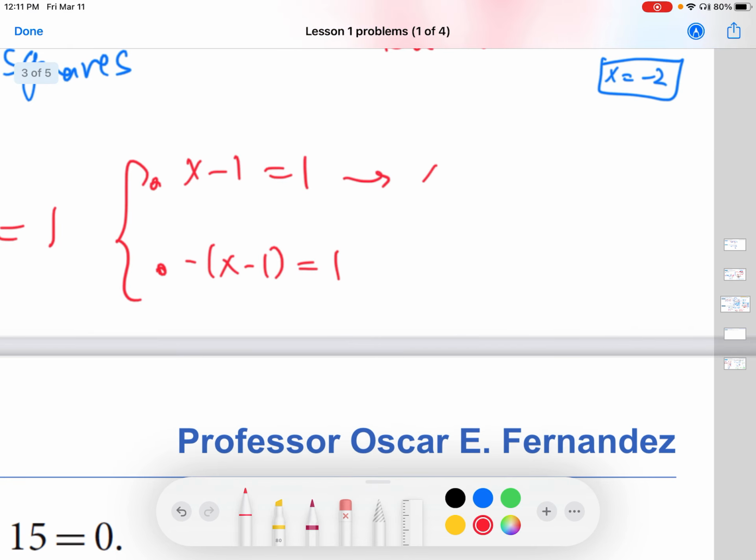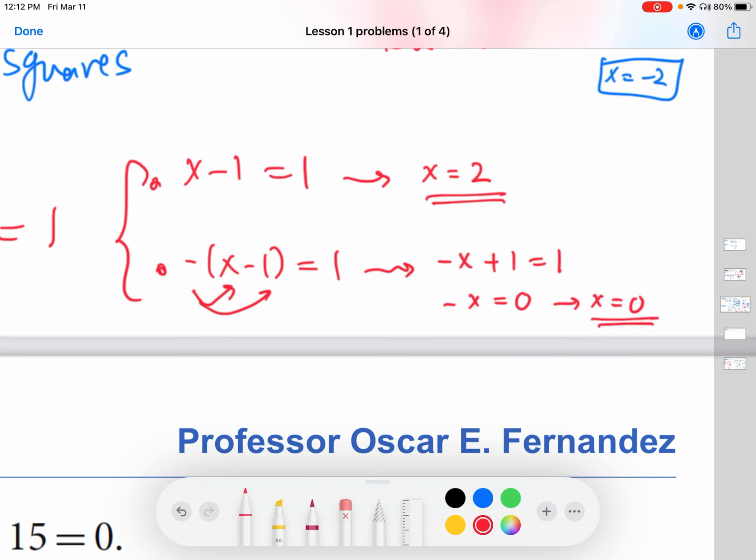All right, so from the first one, I can just add 1, and I get 1 plus 1, 2. And then from the second one, I get negative x. If I distribute this negative 1, negative x plus 1 equals 1. So negative x equals 0. So x equals 0. These are the two solutions that I got.